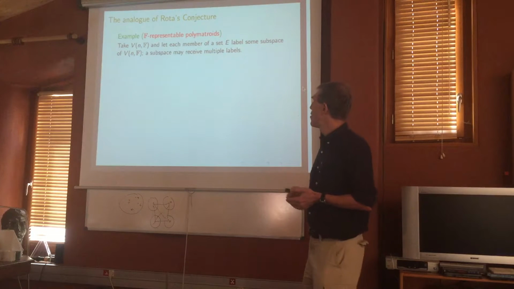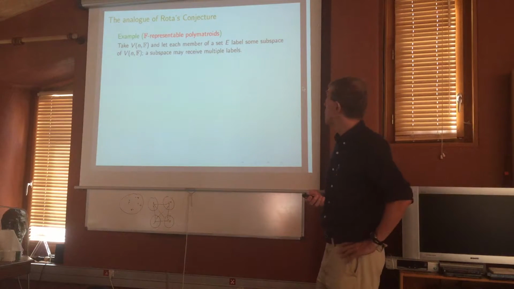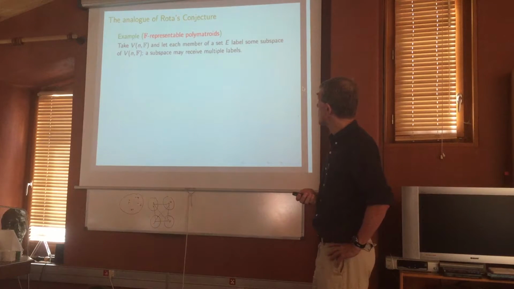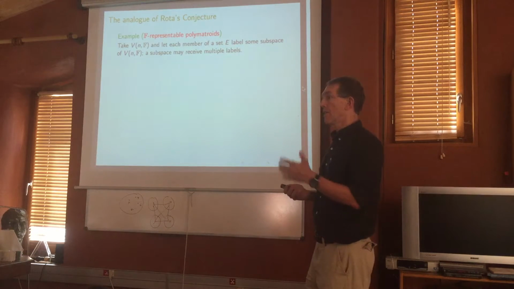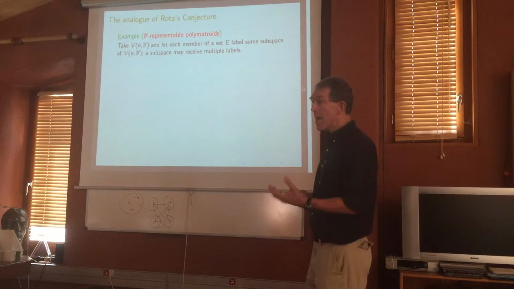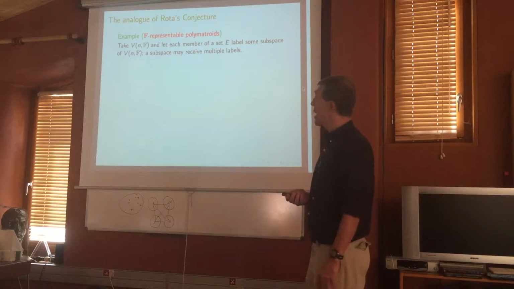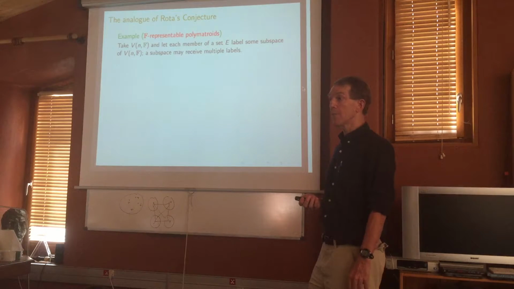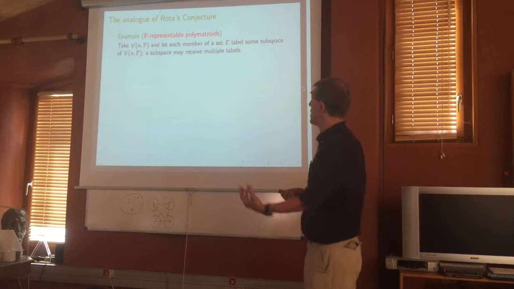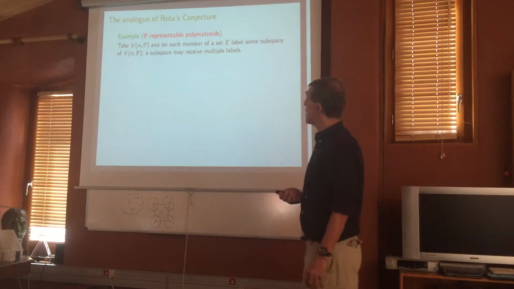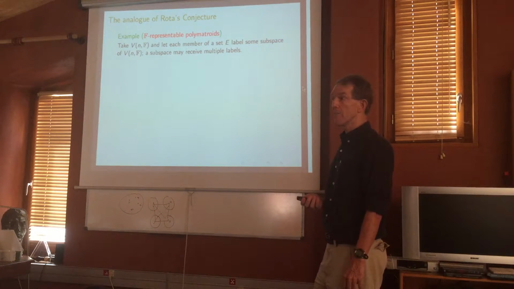What does it mean for a polymatroid to be F-representable? Well, it's exactly what you'd expect. Take a vector space. Each member of the ground set labels some subspace, and the subspace might receive multiple labels. And what you want is that the dimension function in the vector space matches the rank function in the polymatroid.